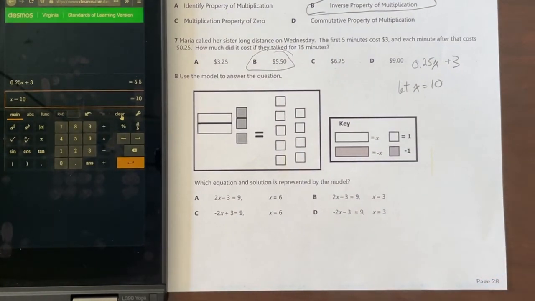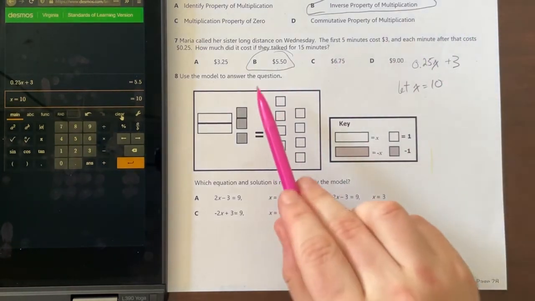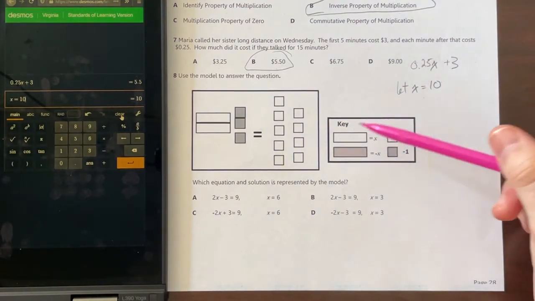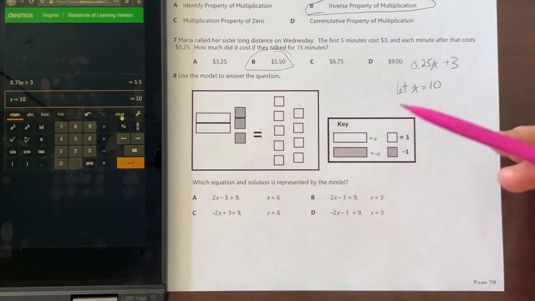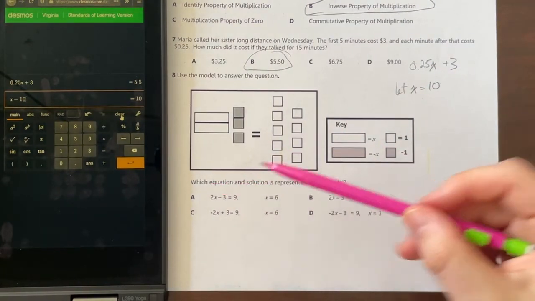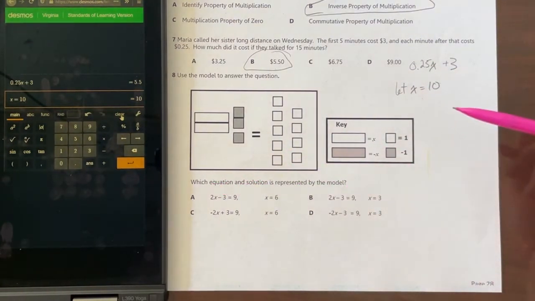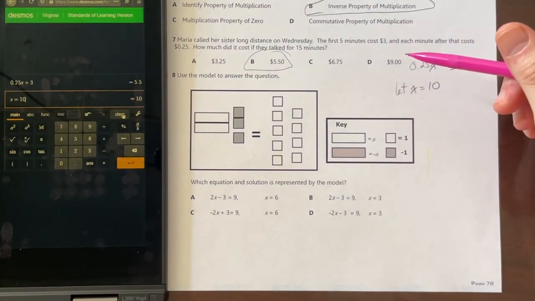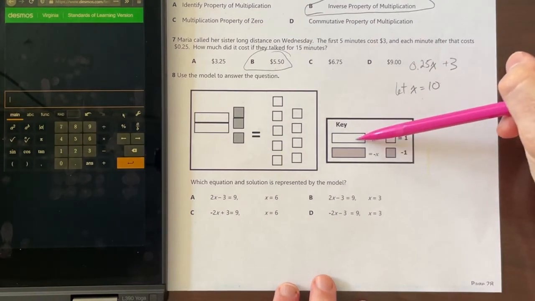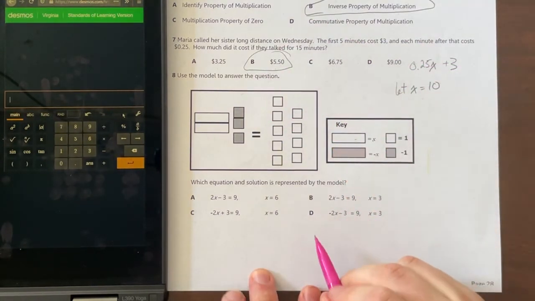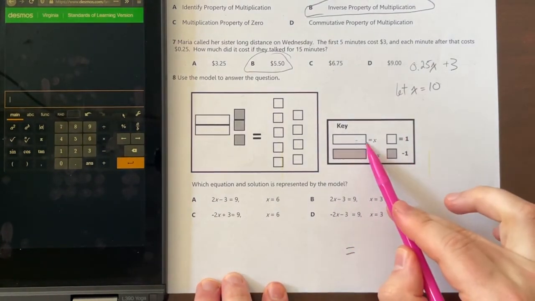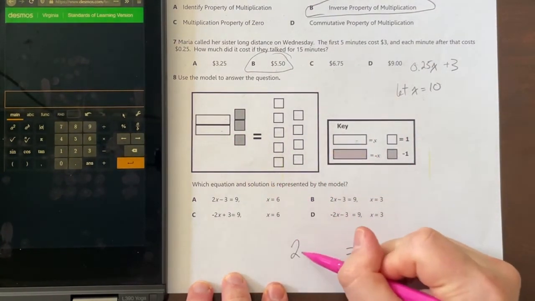All right. And for number 8, it says use the model to answer the question. Make sure you can do these. These are super simple. Again, use those pictures, be able to count out and say out loud what you're doing. Okay, so it says which equation and solution is represented by the model. So again, use that key or legend that you are given. And so how many on the left side of my equal sign, how many x's do I have? I have 2, so I'd say 2x.